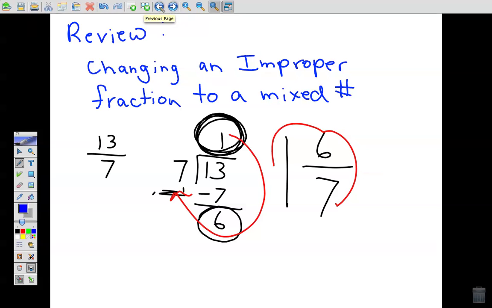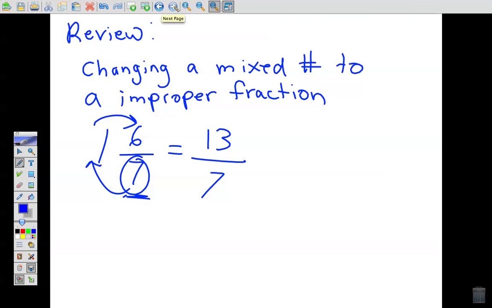Not a very long video here. Good one to review a little bit. Easy points on quizzes and tests, isn't it? So change an improper fraction to a mixed number and changing a mixed number to an improper fraction.